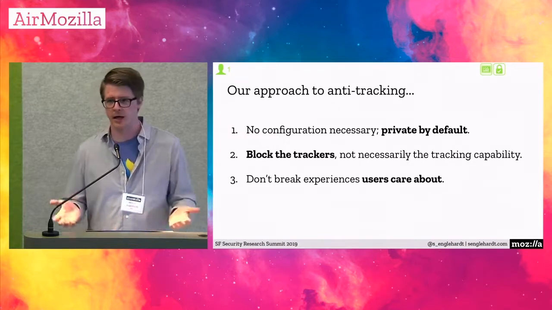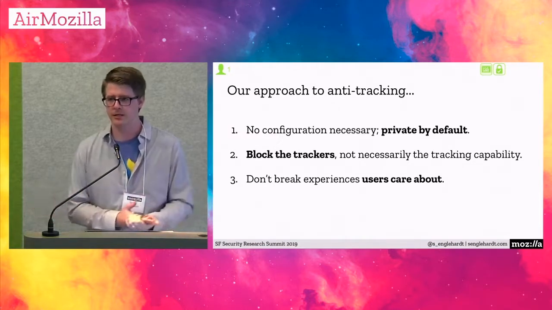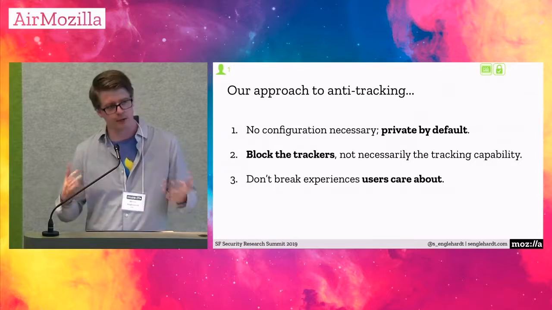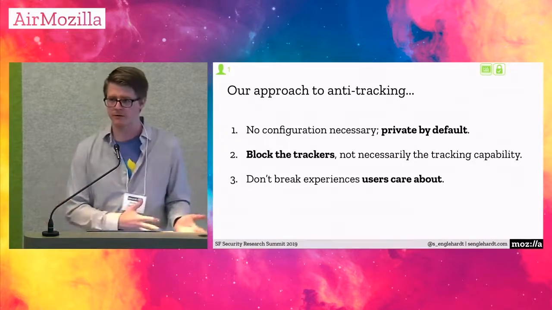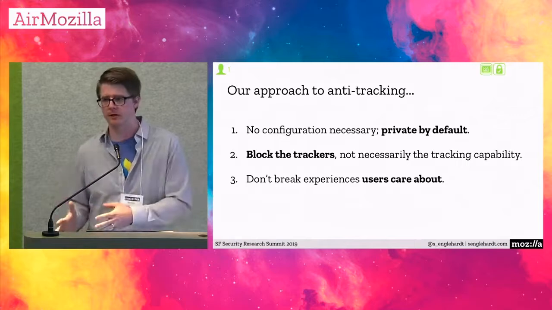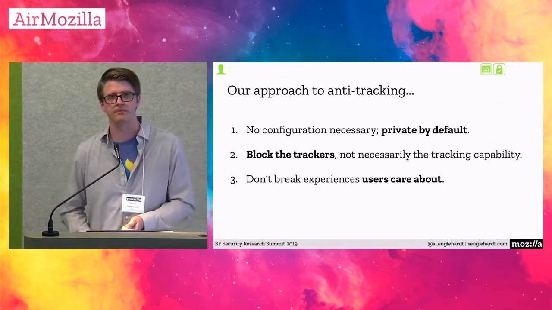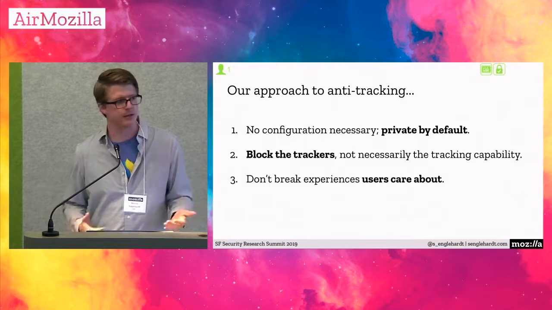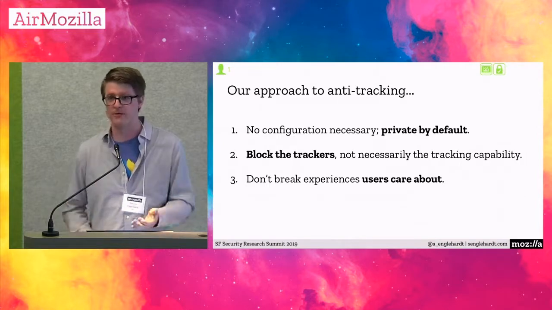We want to block trackers, and maybe we don't block the tracking techniques. A good example is fingerprinting. It's really hard to change the browser to not be fingerprintable, but what if we just block the fingerprinters? I'll talk a little bit more about that. And then not breaking experiences users care about, because as I pointed out, if we do that, we lose a lot of users.